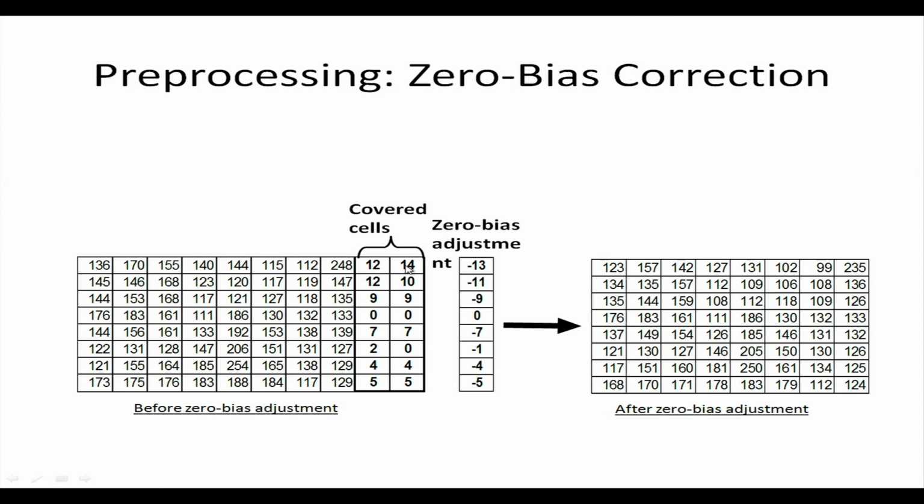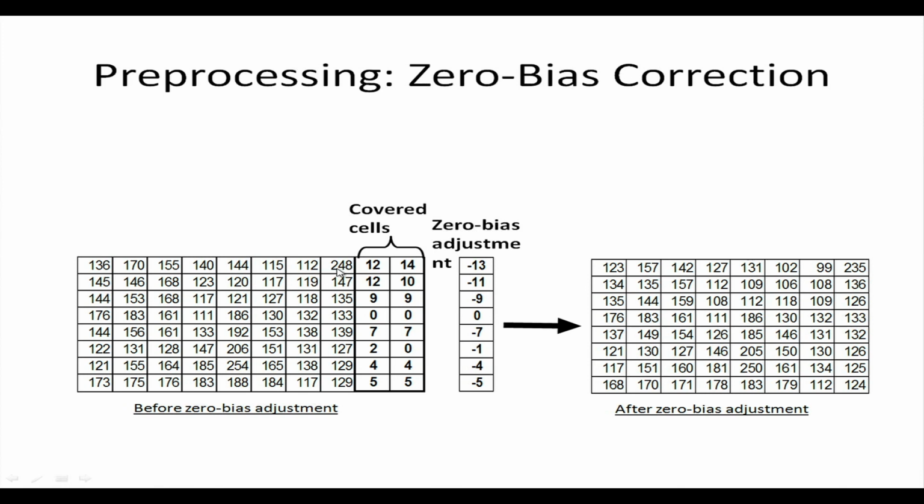So, 12 and 14, that means my 0 bias adjustment would be minus 13. 12 and 10, 22, so the average of these is minus 11. Here in that particular row there was no manufacturing defect, so no adjustment is required. It is also assumed that the variation of the manufacturing defect is spread along the rows in the way they are manufactured, but along the columns they are the same.